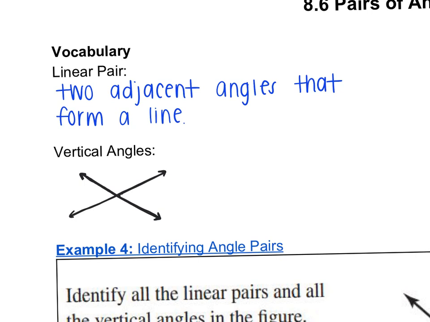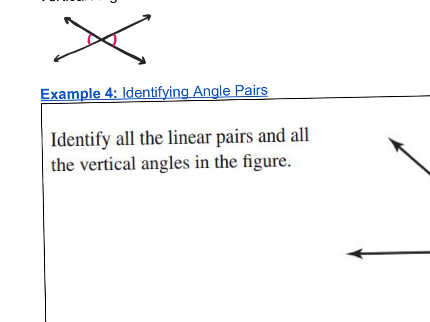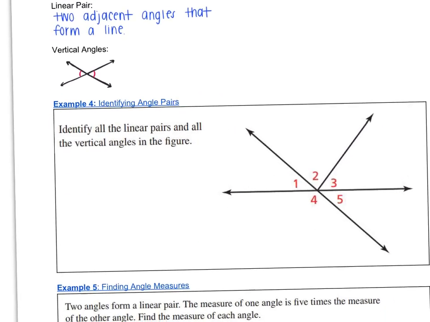What happens is those two opposite pairs form vertical angles. This angle and this angle would be vertical angles. So you can think about it as they're angles that are across from each other. They have to be formed by two pairs of opposite rays, so it has to be two lines crossing, okay? And they have to be across from each other. So those are our vertical angles. So now let's go ahead and identify some linear pairs and vertical angles.